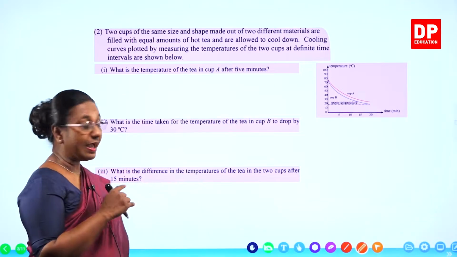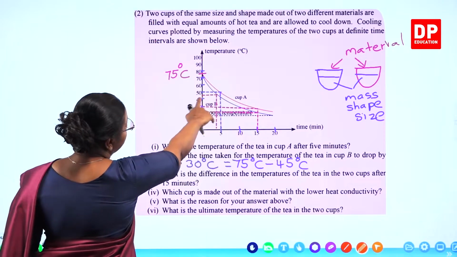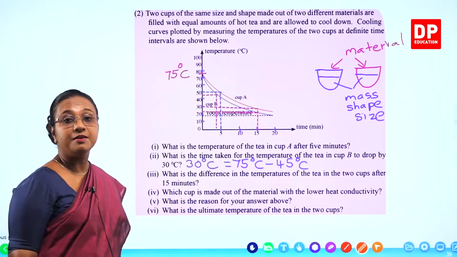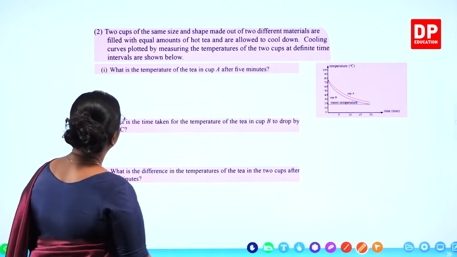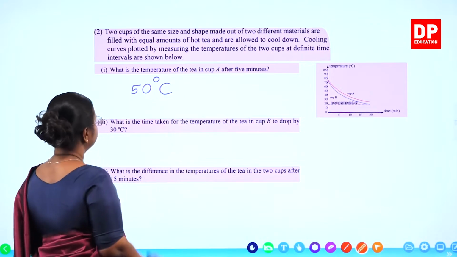I will go back and check the temperature again. So here you can see cup A after 5 minutes, it is 50 degrees Celsius. So here the value is going to be 50 degrees Celsius.